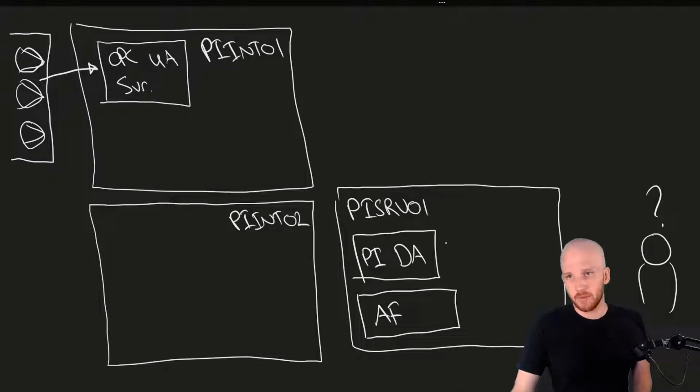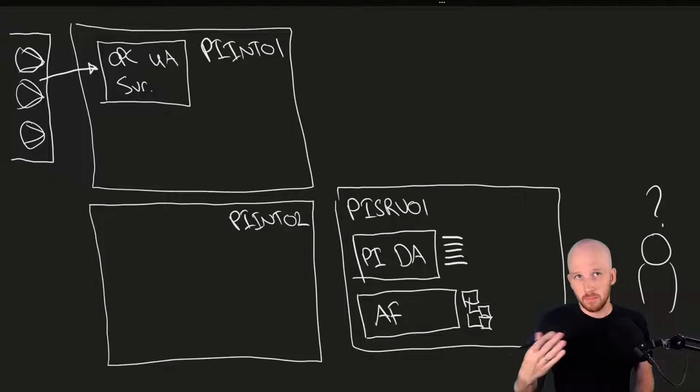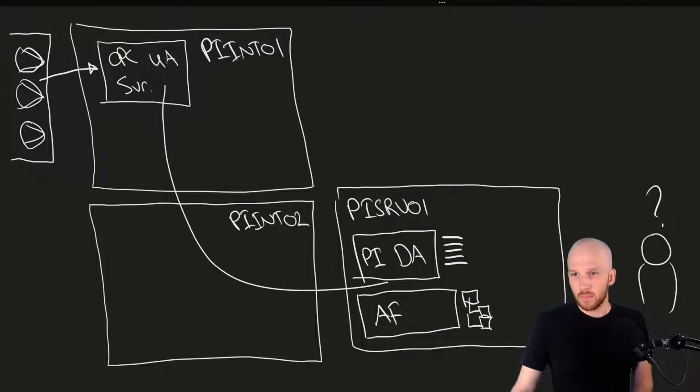PI data archive hosts all of the data coming from all of the sensors, and asset framework exposes the data in a hierarchical format, making it easier to read for users and also runs calculations on the data. So how do we get data from here through to here?